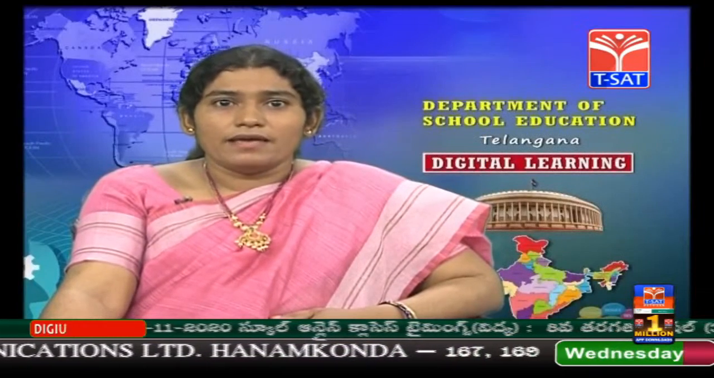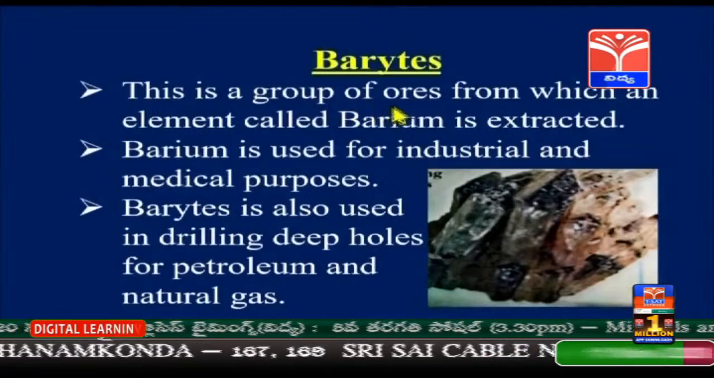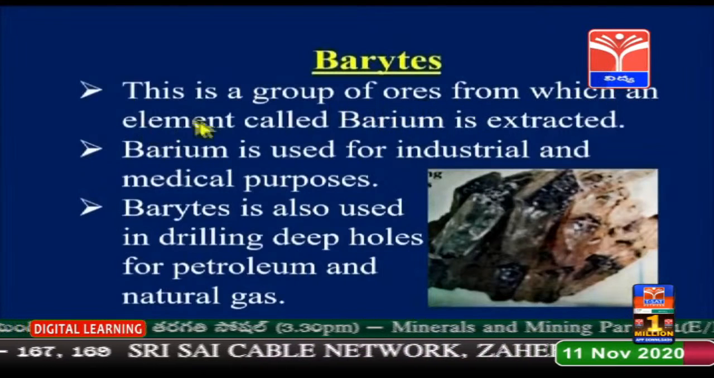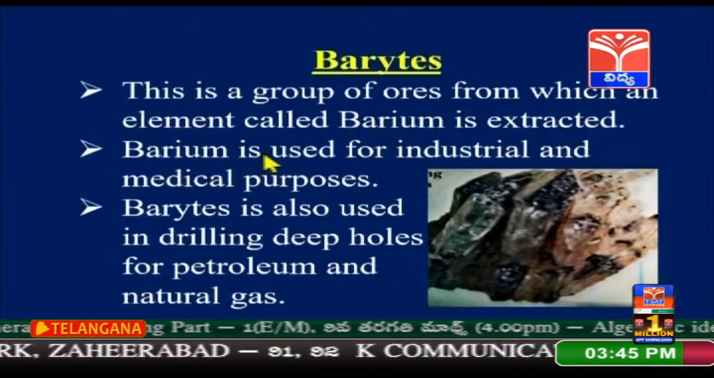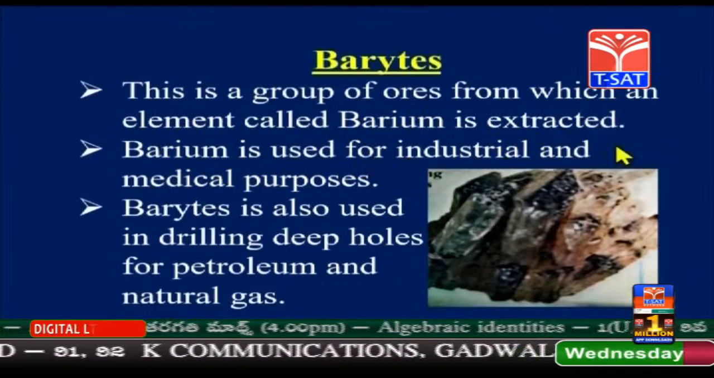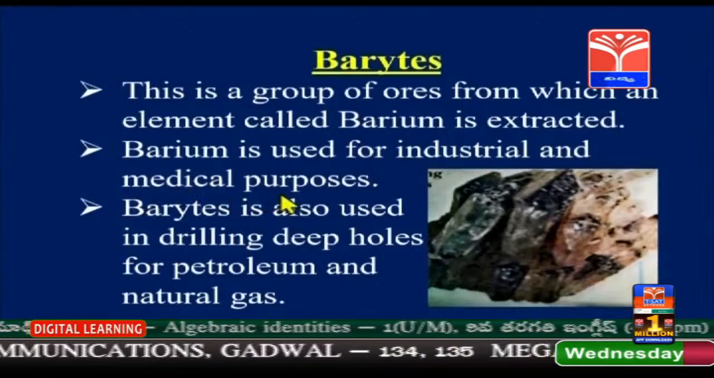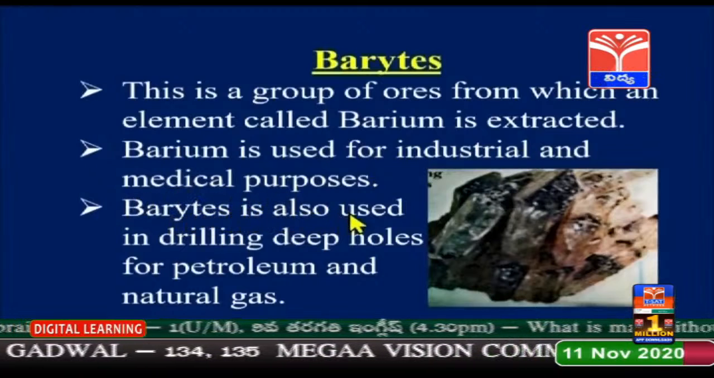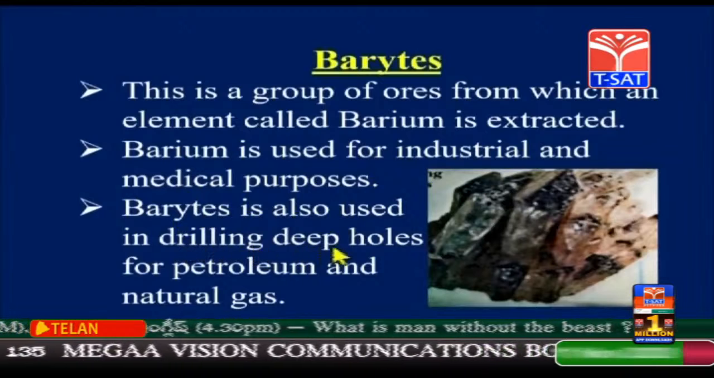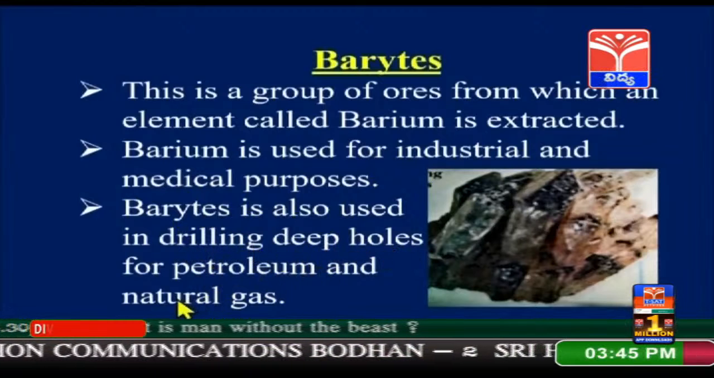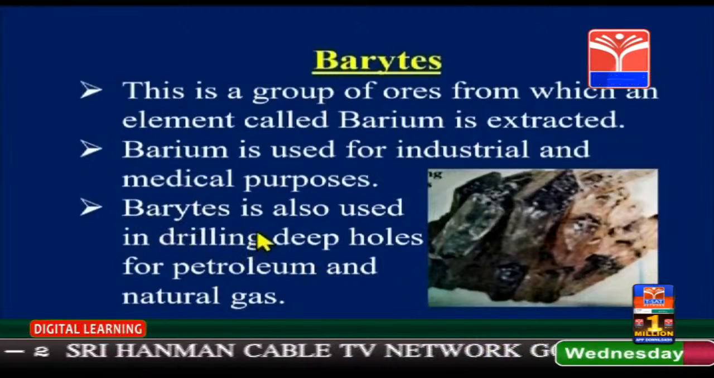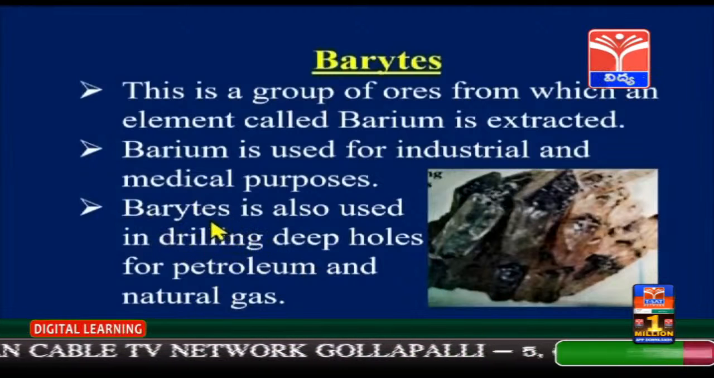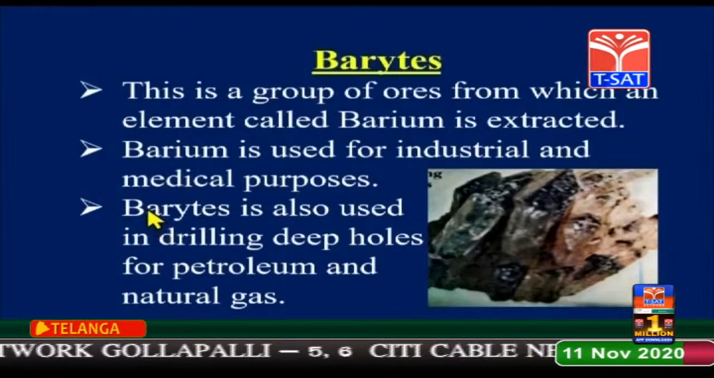Children, now let us study about barytes. This is a group of ores from which an element called barium is extracted. Barium is used for industrial and medical purposes. Barytes is also used in drilling deep holes, petroleum and natural gas. Means barytes is used for digging deep holes also. In digging the holes, it is used.